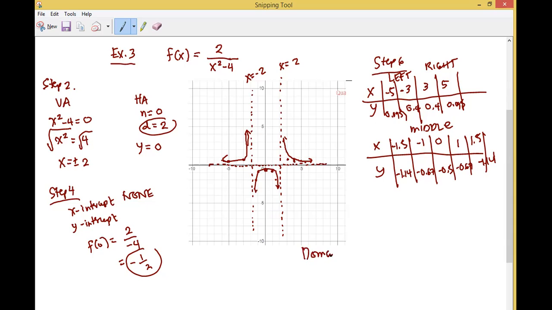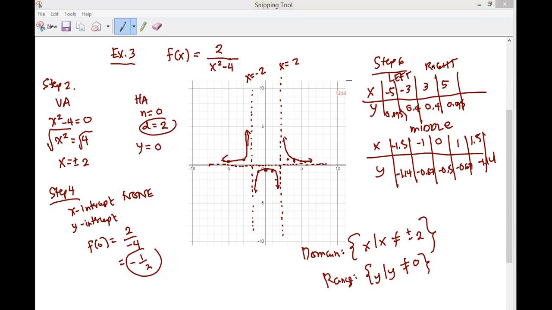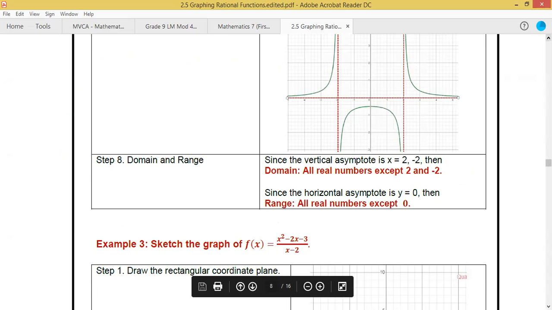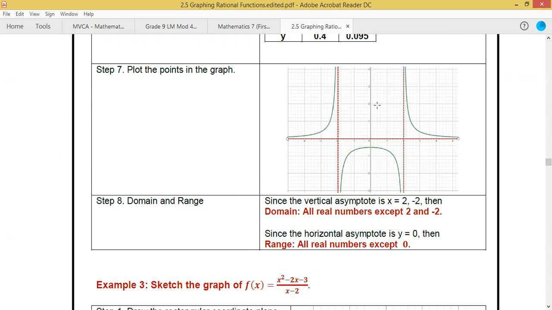And again, our domain, we have all real numbers except plus and minus 2. For our range, we have all real numbers except 0. And if you want to take a better look at our graph, it's also found in our module in page 79 here. This is a better view of the graph for the function f of x equals 2 over x squared minus 4. This ends our discussion for example number 3.